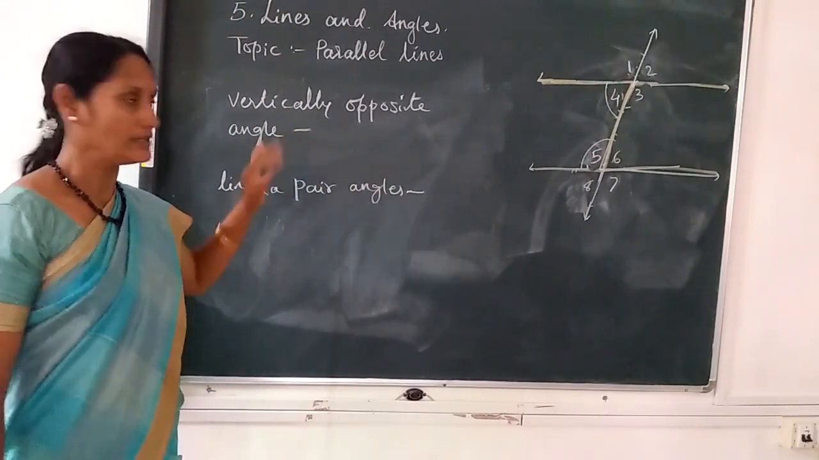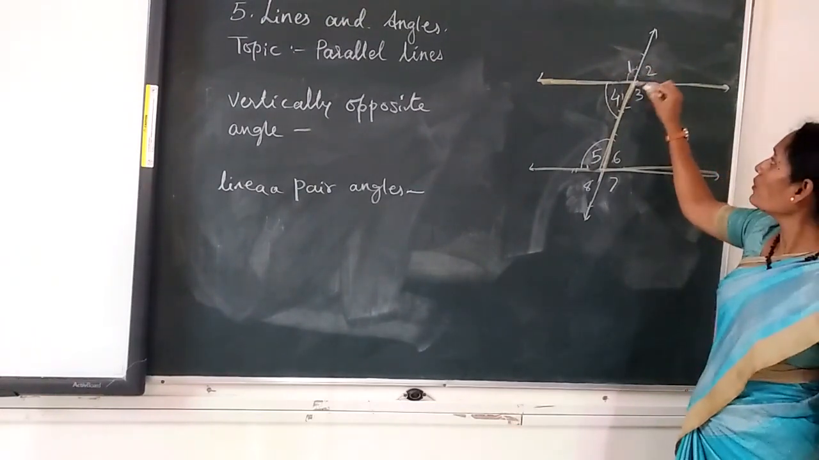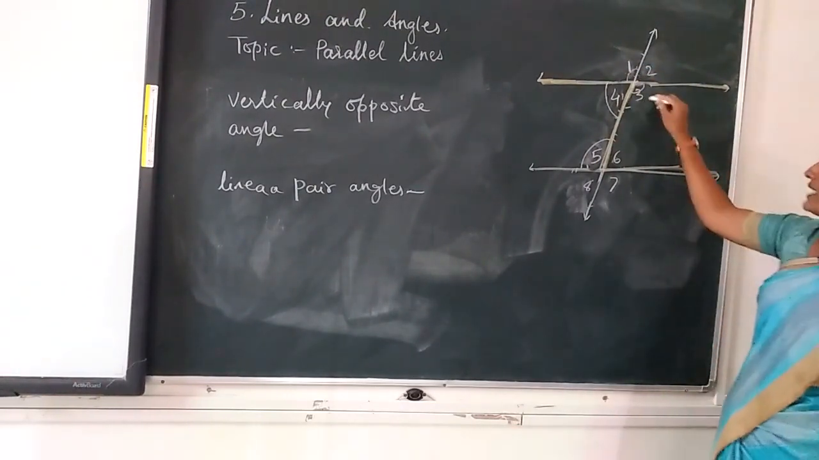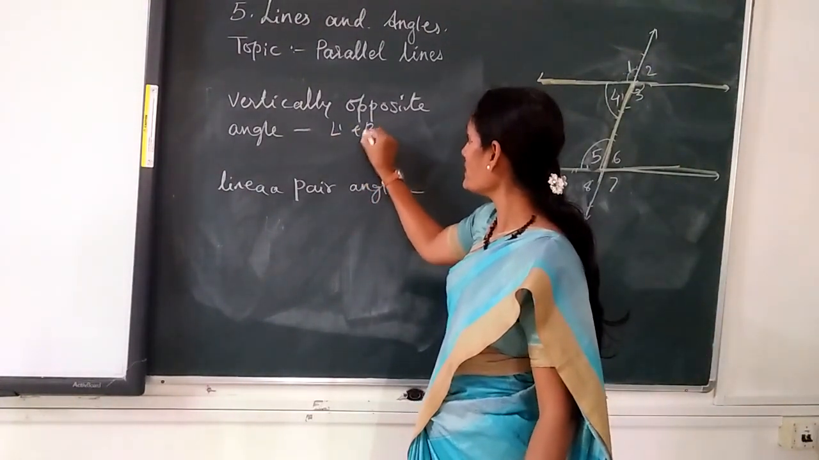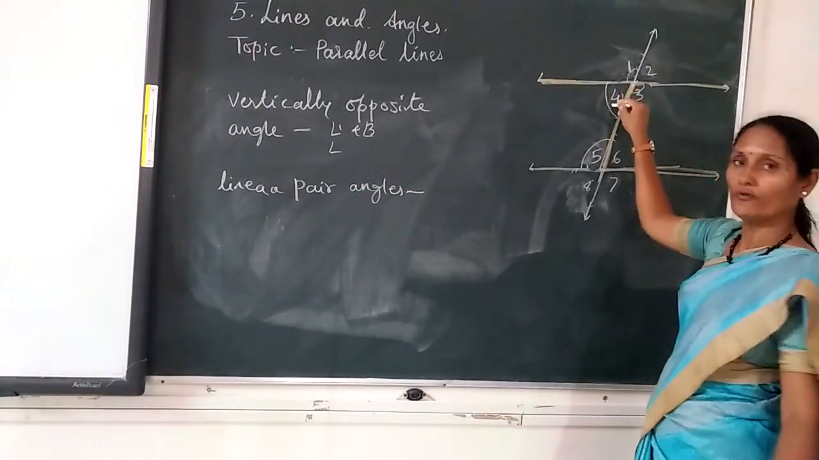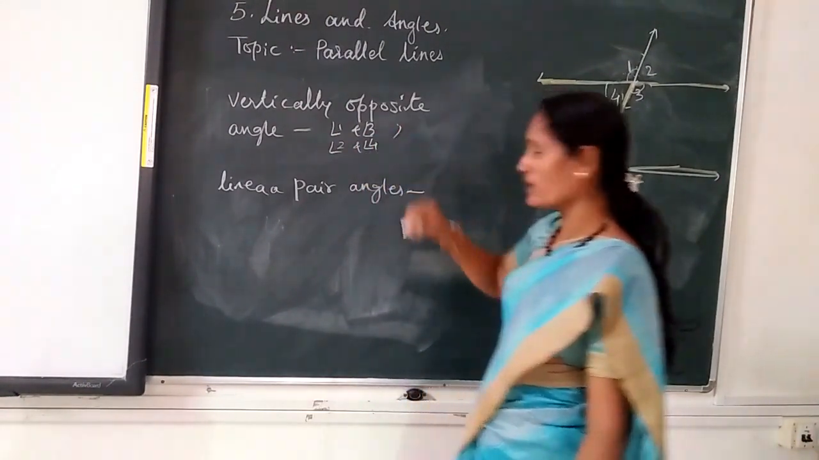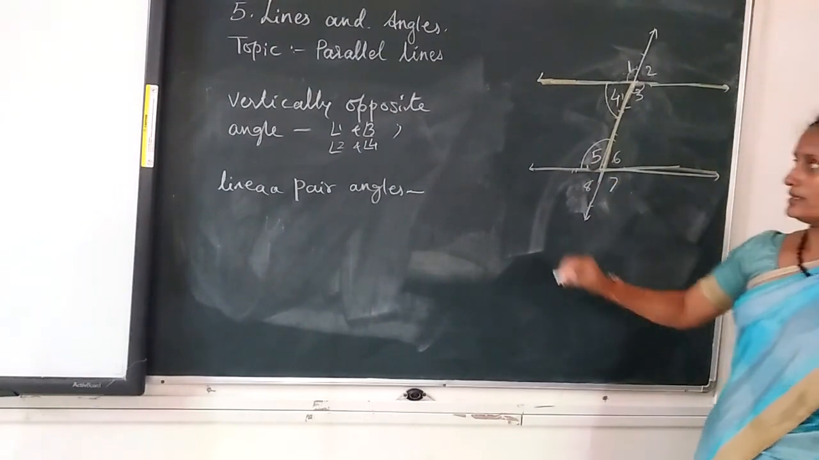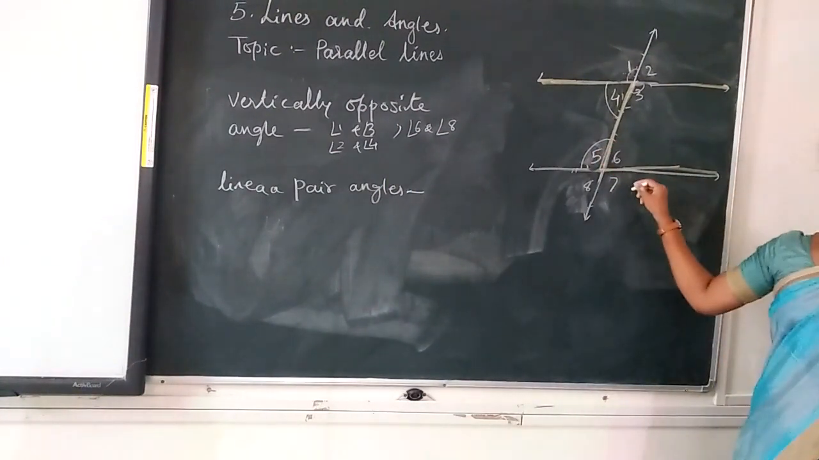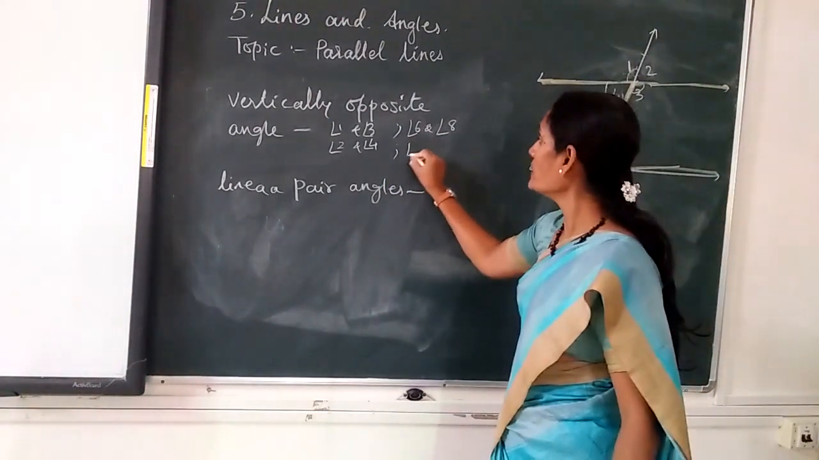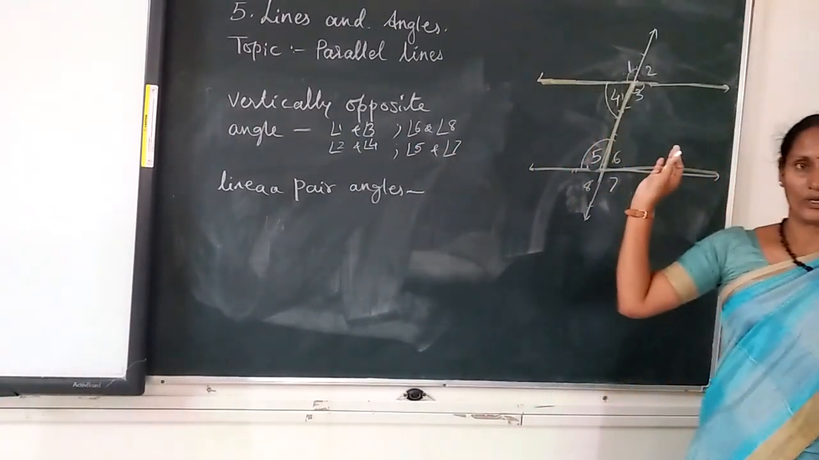Now, vertically opposite angles. If you observe here, 1 and 3 are vertically opposite angles, and their measures will be equal. So what I am writing here: angle 1 and angle 3, then angle 2 and angle 4. Their measures will always be equal. This we know; this is not something new I am telling you. 6 and 8 are vertically opposite angles. 5 and 7 are vertically opposite angles, and their measures will always be equal.